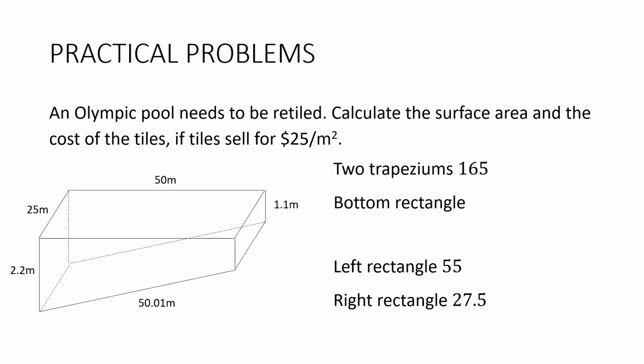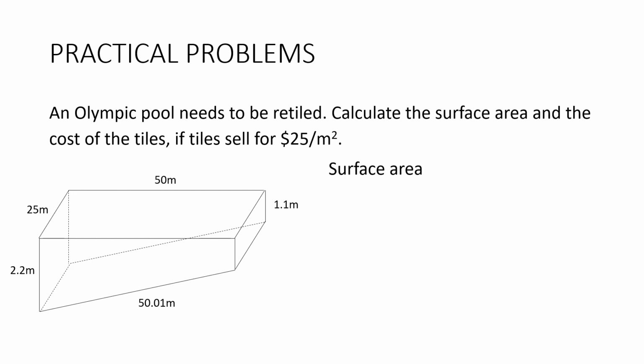Okay, so that's what we've got so far, and the bottom rectangle is now going to be 50.01 multiplied by 25, which gives us 1250.3. Okay, so to find our surface area, we add up all of those numbers, which gives us 1497.8 metres squared.